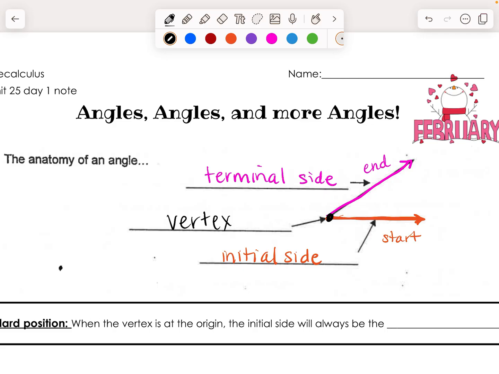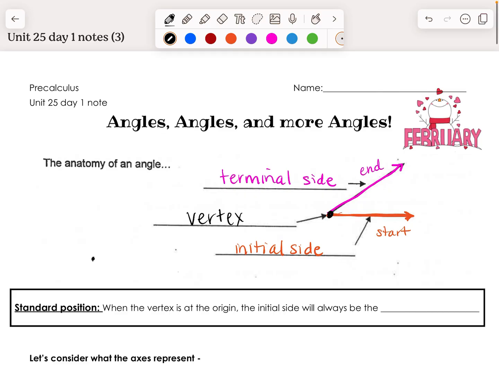So you are actually going to be drawing some angles, some positive and some negative. We call it standard position when the vertex of an angle is at the origin. So you're going to see the x-axis and y-axis pop up here. This is going to be an important thing. The initial side will always be on the positive x-axis. That's why when I drew it up here, it started at a point like the origin and went to the right, because it's the positive x-axis.